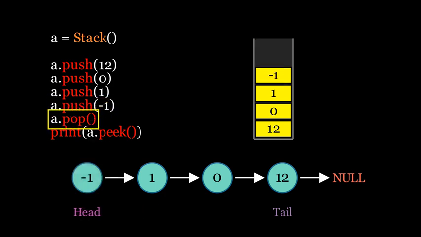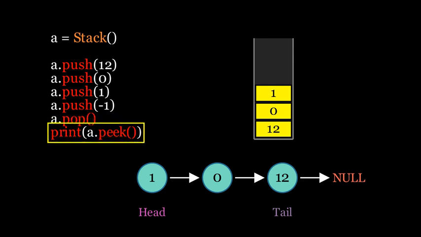Popping involves removing the element from the head node, which is also a constant time operation. The peek operation simply retrieves the data from the head node of the list, and this too is a constant time operation. Understanding the linked list data structure is crucial to grasp how this implementation works.